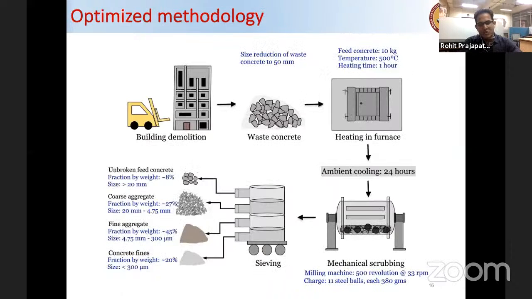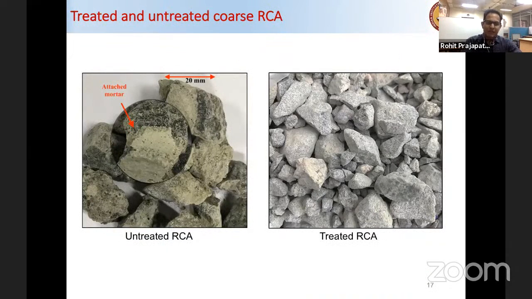After these two phases, this was our optimized methodology, where we reduced the size to 50 mm, and then heating was done at 500 degrees C for 1 hour. And after ambient cooling, we mill this concrete feed with steel balls with charge. And then after sieving, you get all these three products. After this, you get these clean aggregates. We can see that the attached mortar is very, very little. We are able to remove 96% of the attached mortar on the coarse aggregate part.